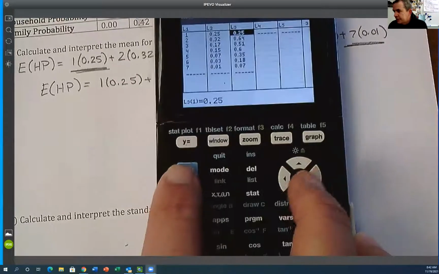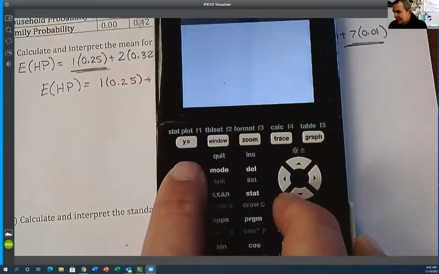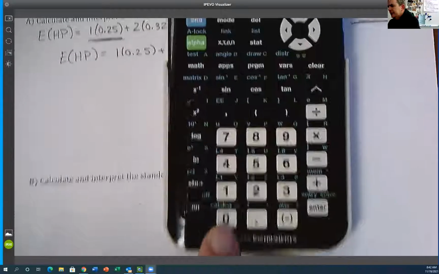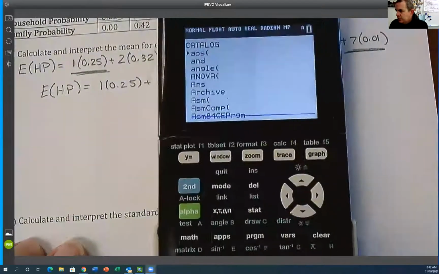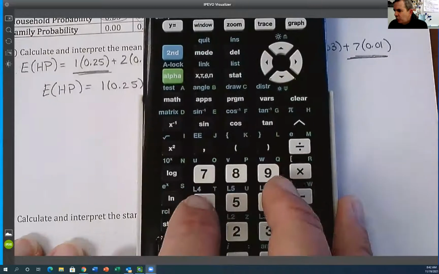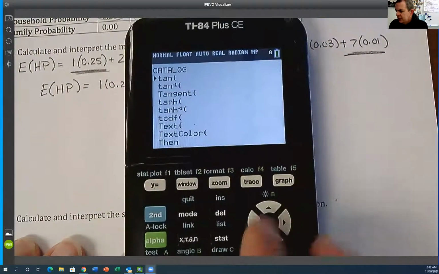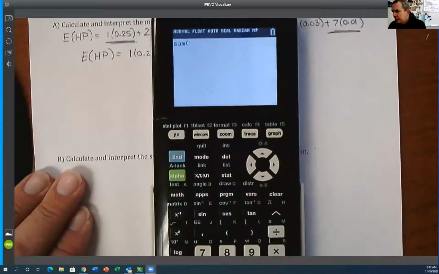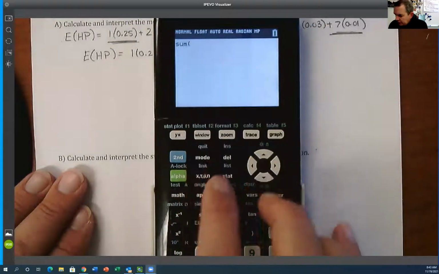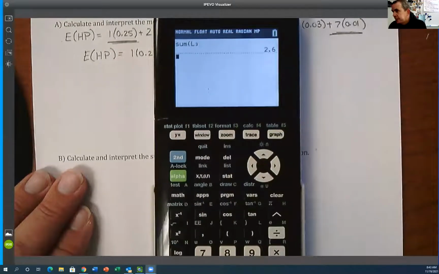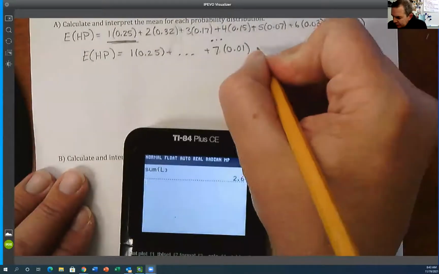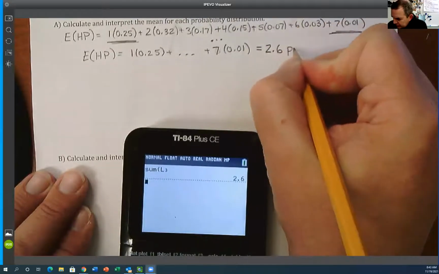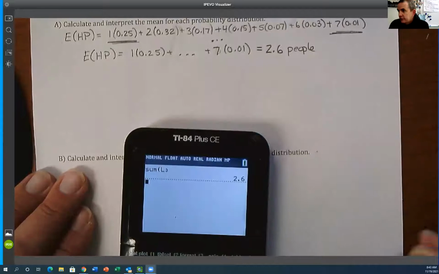The way I do that is I do second mode to quit. I do second 0 to get to my catalog. And I want to go to the letter T. That's 4. The reason I go to T is because if I arrow up twice, I get to sum, because I want to sum something. I want to sum L3. So second 3 is going to give me L3. And that's going to tell me that the average number of people in a household is 2.6 people. Okay. So that's how we do expected value.